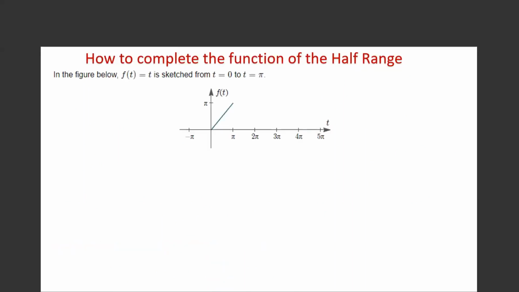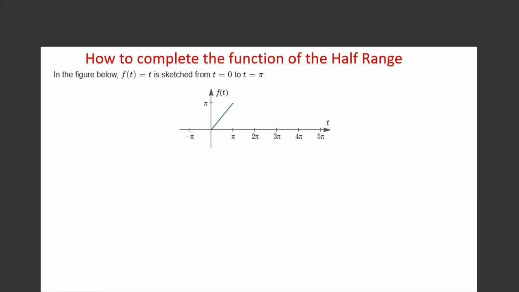Now, let's start our lecture for today. The main title of the lecture is how to complete the function of the half range. What does it mean, half range? It means he will not give me the total period. He will give me half of the period. Okay? Let's go for this one.